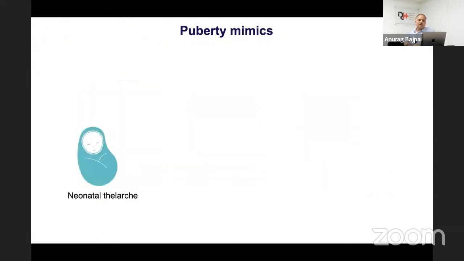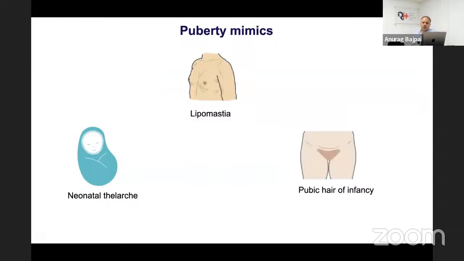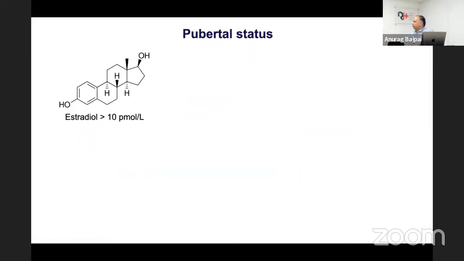So of course, breast development is most important. There are certain mimics which are common, particularly neonatal thelarche, which is commonly because of the transplacental passage of estrogen. Lipomastia, which is a physiological phenomenon, and finally, which Vibha talked about, the pubic hair of infancy, which is actually one or two single labial hairs which are present. These conditions do not require evaluation or management.